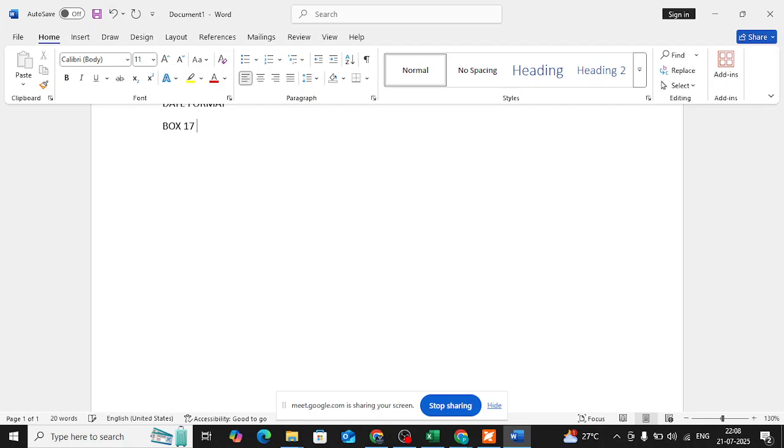Box number 17 and 17A. So it is for the referring provider. So referring provider means what? The doctor who referred the patient to visit our hospital.